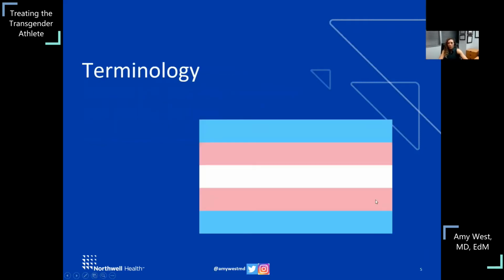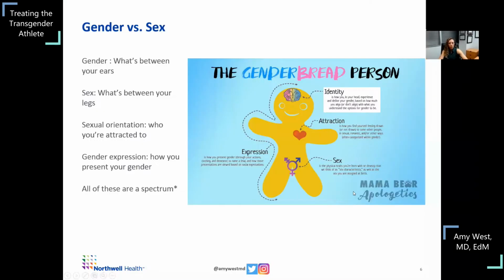So first we'll talk about some basic terminology. First thing that we're going to talk about is the idea of gender versus sex. So gender, the way I think about it, is what's between your ears. As identified on this gender-bread person diagram, gender is what you believe yourself to be, whereas sex is defined as what's between your legs, essentially genetic, the genitalia that's present. And then separate from both of those things is sexual orientation, who you're attracted to. This is almost completely independent of sex and gender.